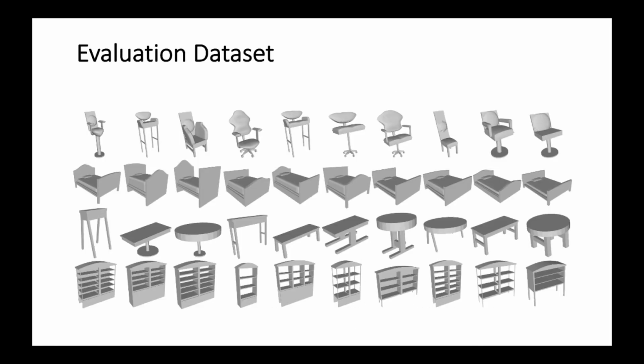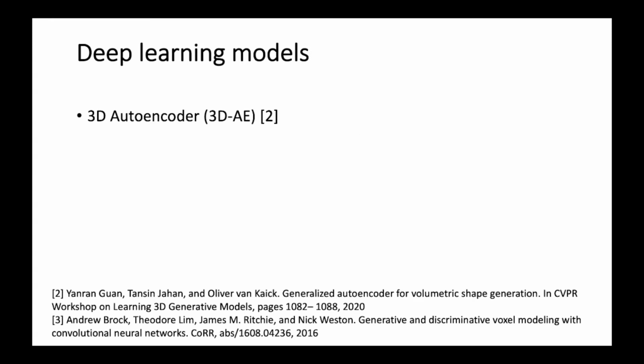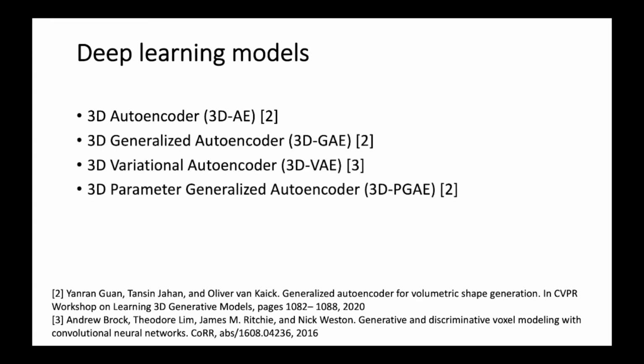For our evaluation, we use a total of 8,800 shapes split into chairs, beds, shelves, and tables. Each dataset includes both the meshes, which are voxelized into 32 cube dimensions, and a set of parameter vectors. We evaluate our experiments on 4 deep learning models, which allow us to encode shapes into latent vectors. In the PGAE, we base the neighbor calculation on the parameter vectors of the shapes.